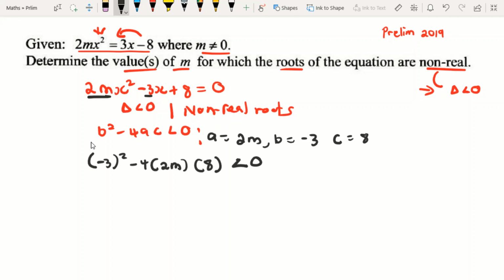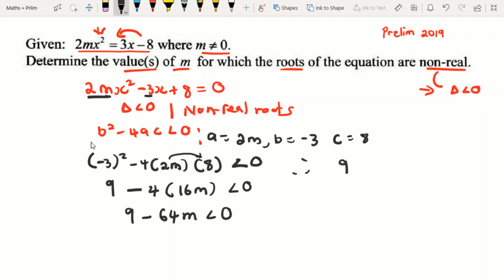So minus 3 to the power 2 obviously is negative, but since it's squared, it's just going to give you 9, minus, and then 8 times 2 is 16, right? So it's minus 4 into 16m less than 0, and then 9 minus 16 times 4, which is 64m, less than 0, right? And then you transpose the 64m, so you're just going to have 9 less than 64m. And then divide by 64, you have 9 over 64 is less than m.